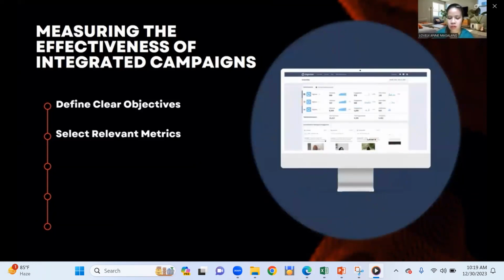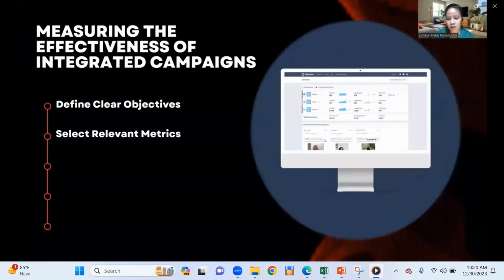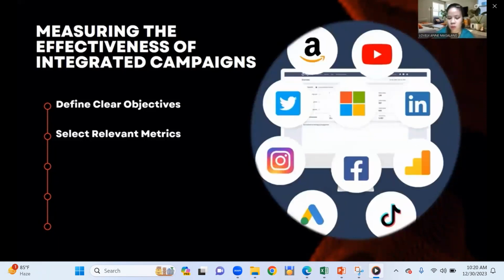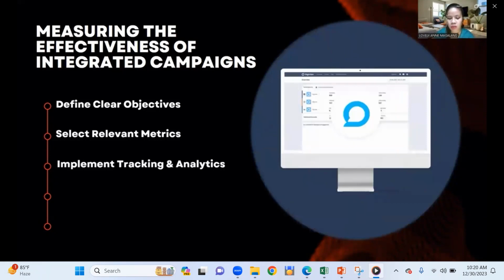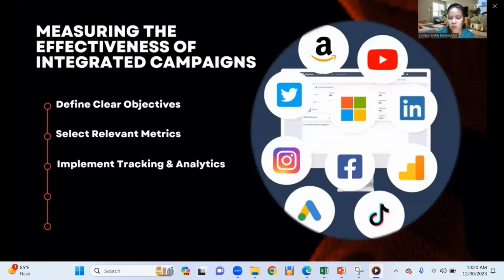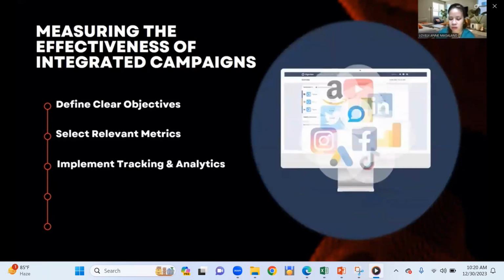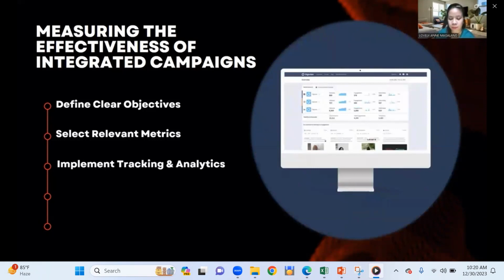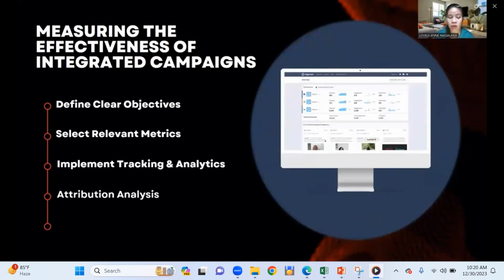You can track likes, monitor the increase in website visits, measure the percentage of users who signs up or making a purchase, evaluate the number of new leads, measure the increase in sales, or gather qualitative feedback from customers. And number 3, implement tracking and analytics. We can use Google Analytics, social media insights, email marketing software, and other tools to provide valuable data. Number 4, attribution analysis. It means determining how each channel contributes to the overall success.